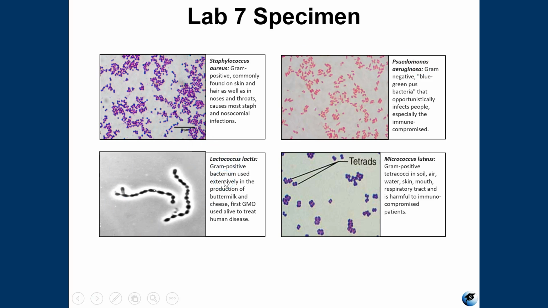Lactococcus lactis is new. We haven't worked with him before. He is completely non-pathogenic. In fact, he is used to make buttermilk and cheese and other things, yogurt, and he's actually quite beneficial to humans, and he's used to make antibiotics and things for treating other infections.